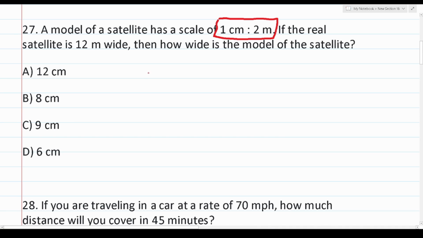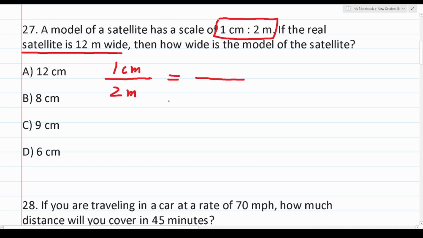And the way I set up proportions is like this. Proportions are two fractions that are equal to each other. And on one side of the equal sign, you put what's given. So in this case, we're told 1 centimeter corresponds to 2 meters. Then you take what's left in the problem and fill in the right-hand side of the equal sign. So in this case, we're told the real satellite is actually 12 meters wide.